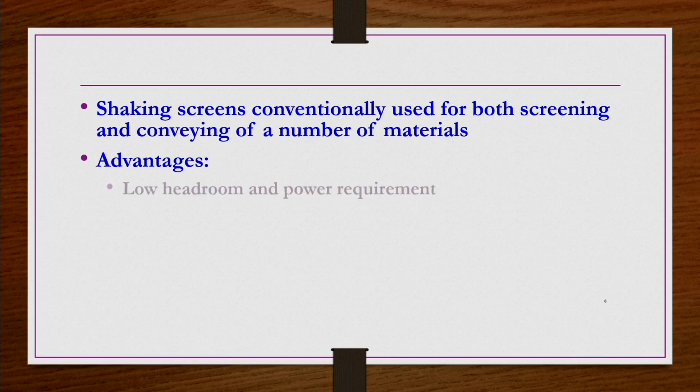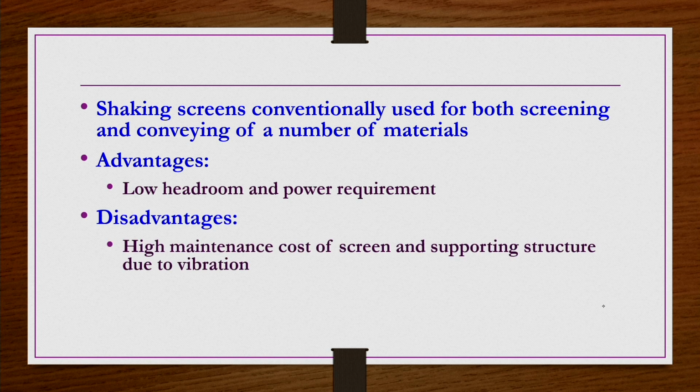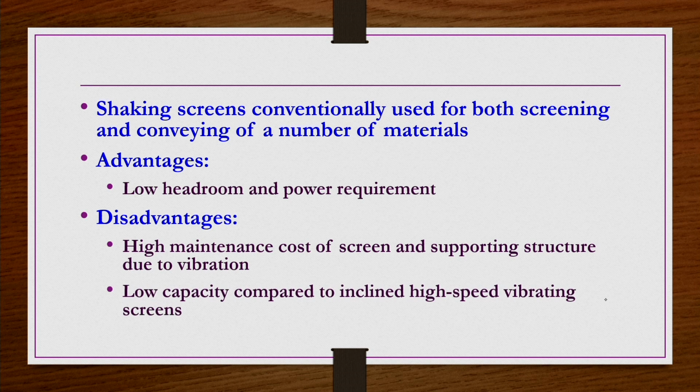It has the advantage of low headroom and power requirement, but it has several disadvantages, like high maintenance cost of the screen and supporting structure due to vibration. This is one of the big disadvantages, and the capacity is very low compared to the inclined high speed vibrating screens. Vibrating screen capacity is anyway high, but compared to that, the shaking screens' capacity is much lower.